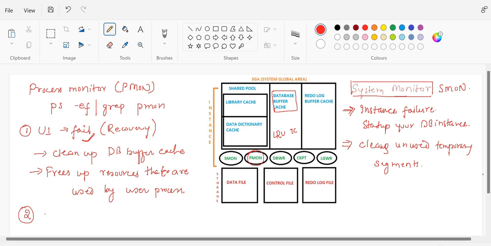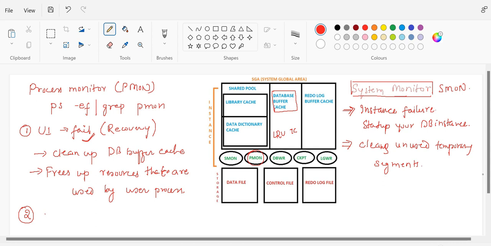Time to time or periodically, PMON checks the status of the dispatcher or the server process and restarts any that have stopped running, or in case of some failure have stopped running. So PMON time to time checks it and starts the processes. And PMON also registers the information about the instance and the dispatcher process with the network listener.